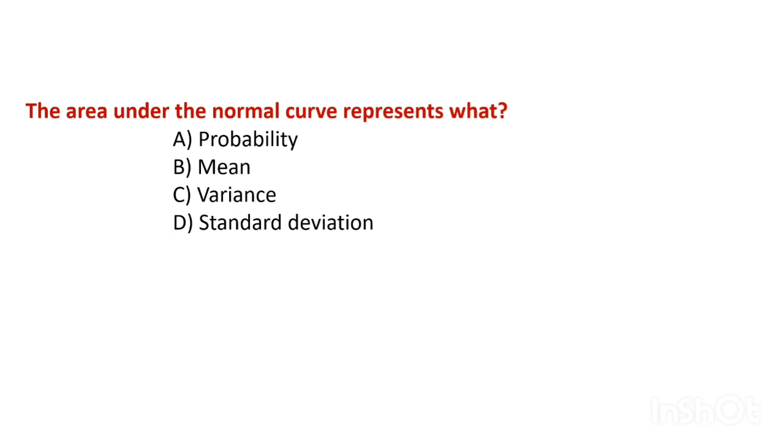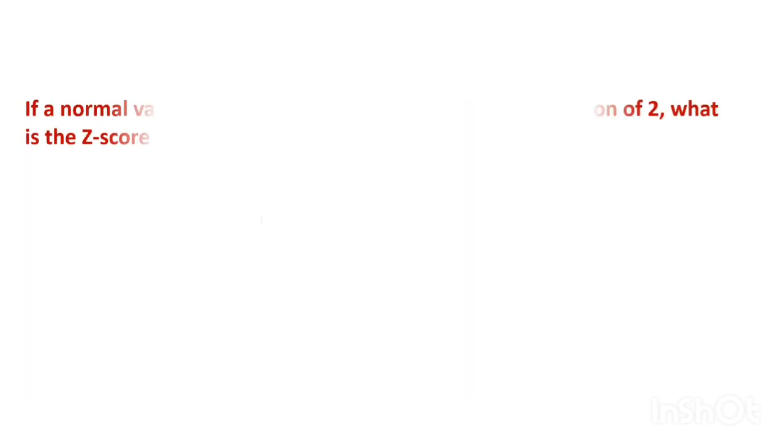The area under the normal curve represents what? Generally, the area under the normal curve corresponds to the probability of a variable falling within a particular range, so the correct answer is option A, probability.